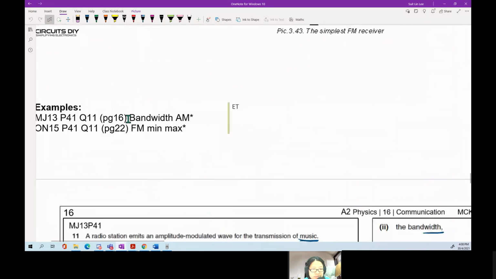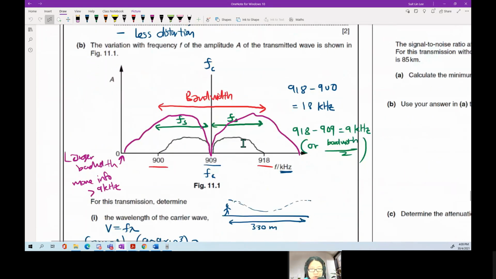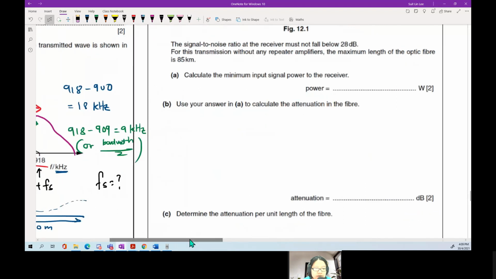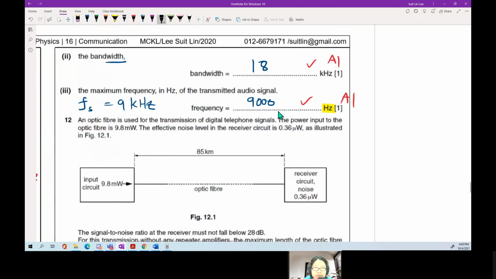So if you go back to the question here, we want to know how much information can be carried. The maximum information that we can carry is 909 to 918, so it's either plus or minus your information signal. Basically they're asking you what is FS. You look at this one, FS will be 9, because this one is carrier plus signal and this one is carrier minus signal. They're asking us, what is the signal frequency? Transmitted signal.